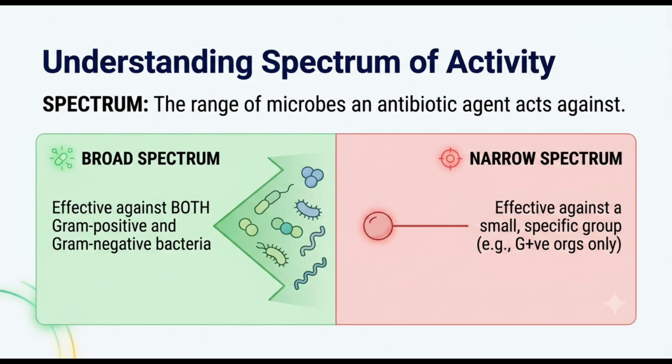Next, let's talk about the spectrum of activity. This refers to the range of different microbes against which an antibiotic agent acts. We generally break this down into two main categories. Broad-spectrum agents are effective against a wide array of organisms, targeting both gram-positive and gram-negative bacteria. Narrow-spectrum agents, on the other hand, target a smaller, specific group of microbes. For example, agents that act exclusively against gram-positive organisms.